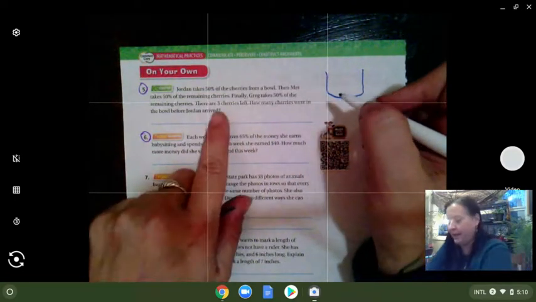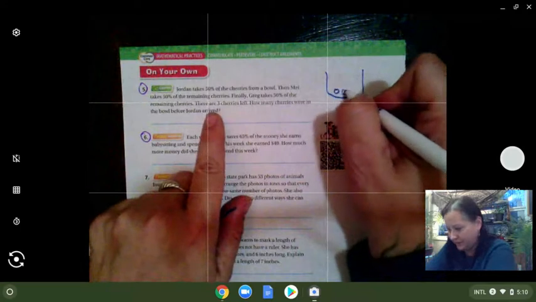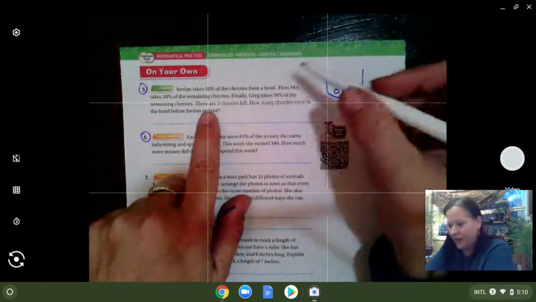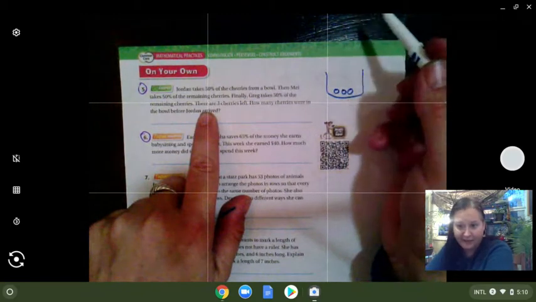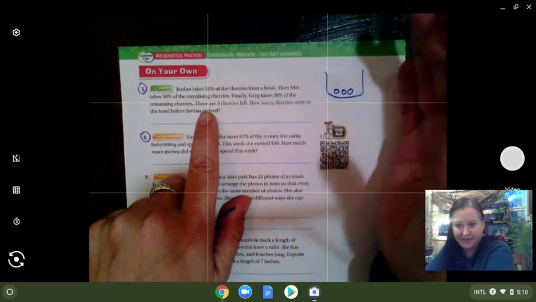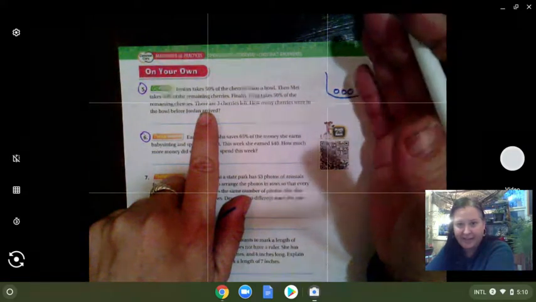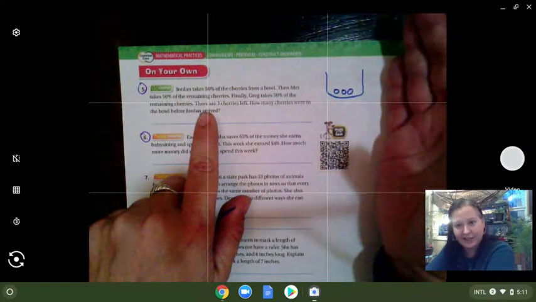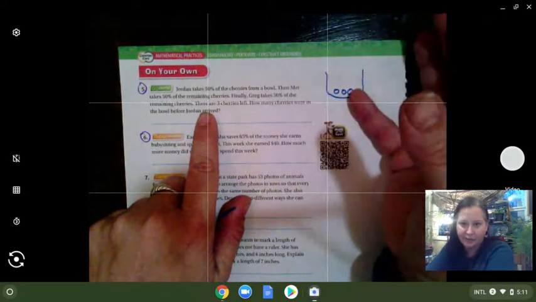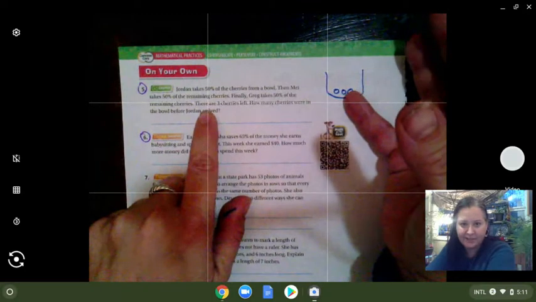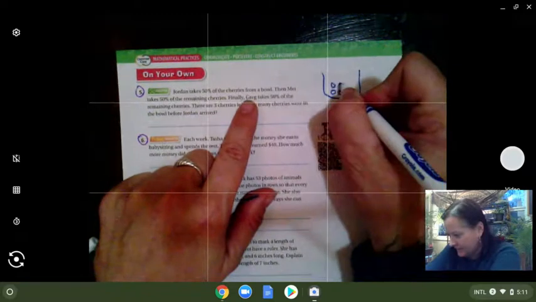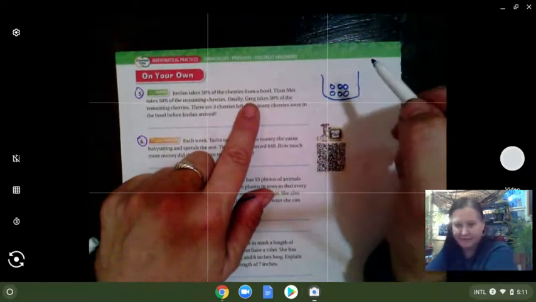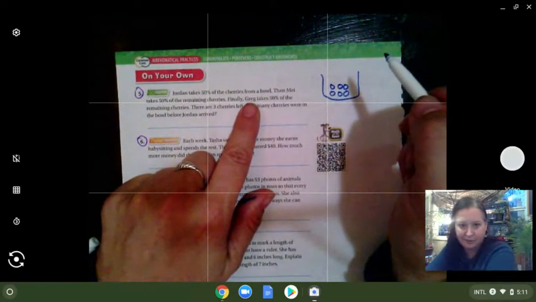So we're going to work backwards. If there's 3 cherries in the bowl after Greg takes 50%, 50% is half of whatever is there. 50% is always half. So if there was 6 cherries there and he took half of them, there would be 3 left. And it's saying here he took half. So before Greg took his, there were 6 cherries, double the amount that's now in the bowl.